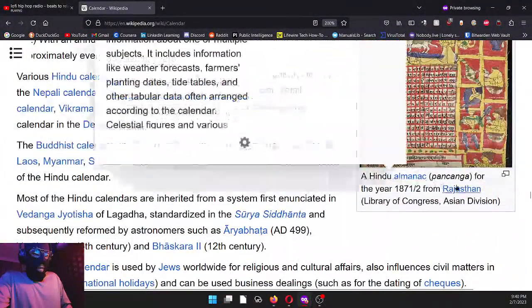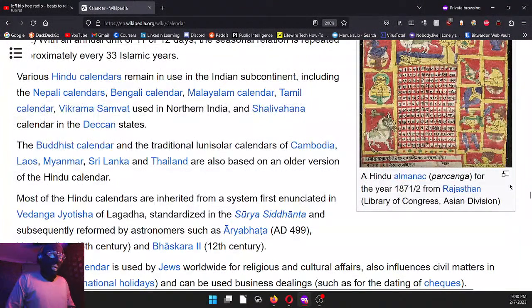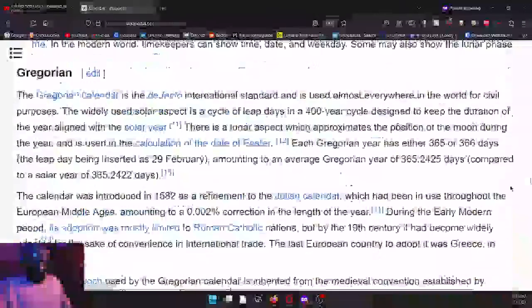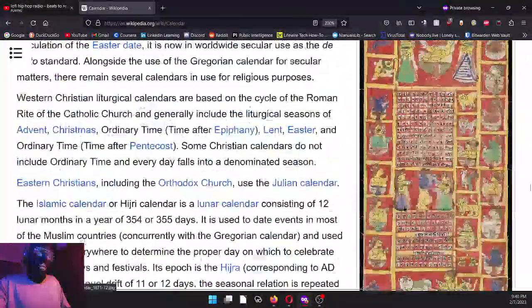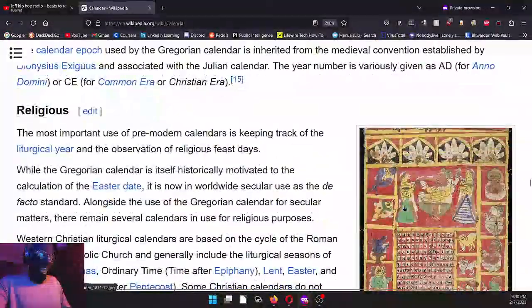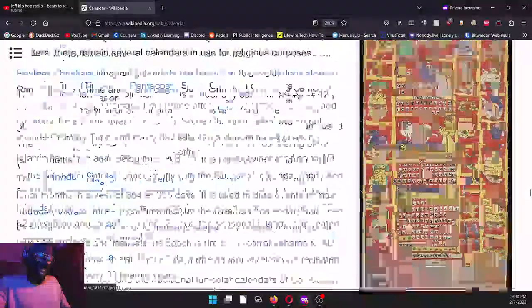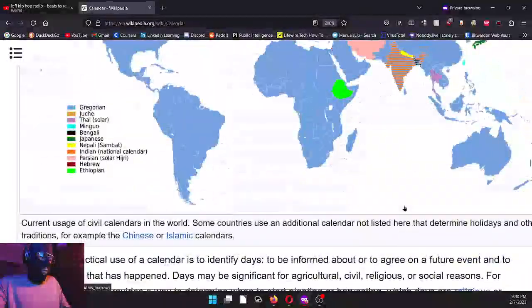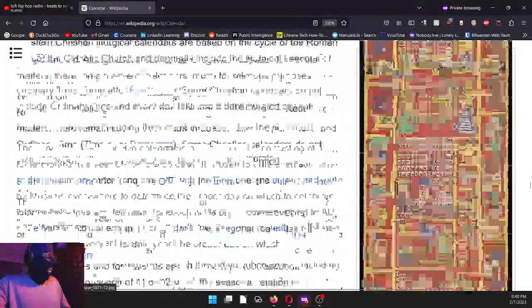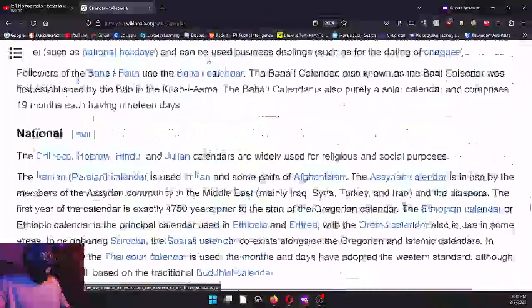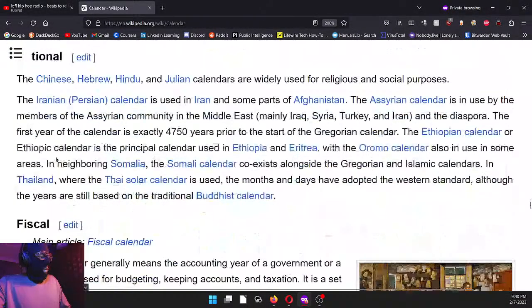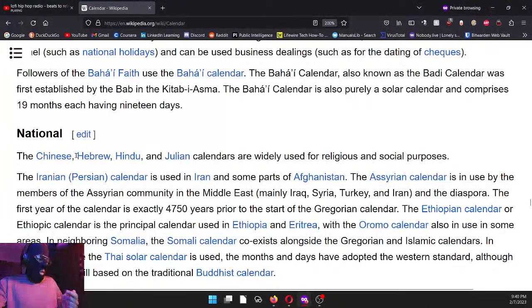A Hindu almanac for the year 1871 from the Library of Congress Asian Division. Oh, okay, so the Library of Congress in the United States actually has an artifact. Cool. Okay, there's no more pictures. Go through, there's that one. Alright, so religious, there's also national.